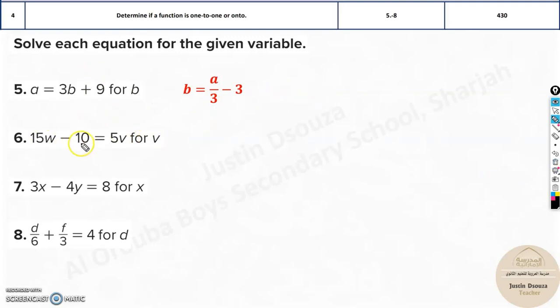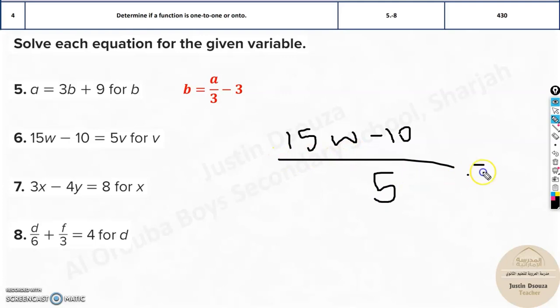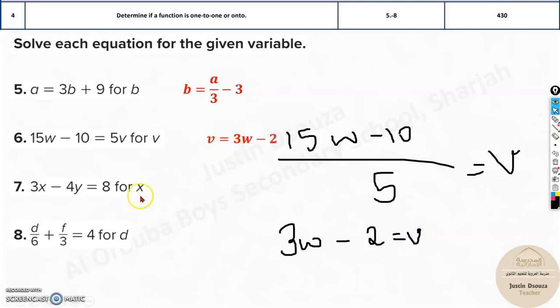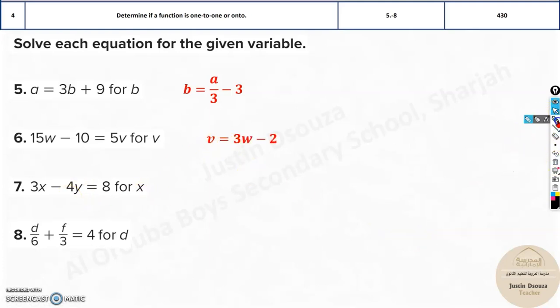Here you need to solve for V, so it's (15W minus 10) divided by 5 equals V. What you have to do is divide both sides by 5. Let's simplify this. 15 divided by 5 is 3, so 3W minus 2 equals V. So this would be the answer. Similarly, try the other two by yourself. Pause the video now, try it by yourself, and then check with the answers. So I will continue now.